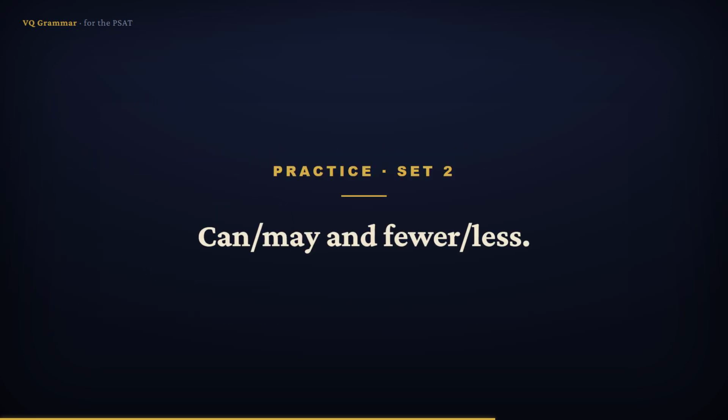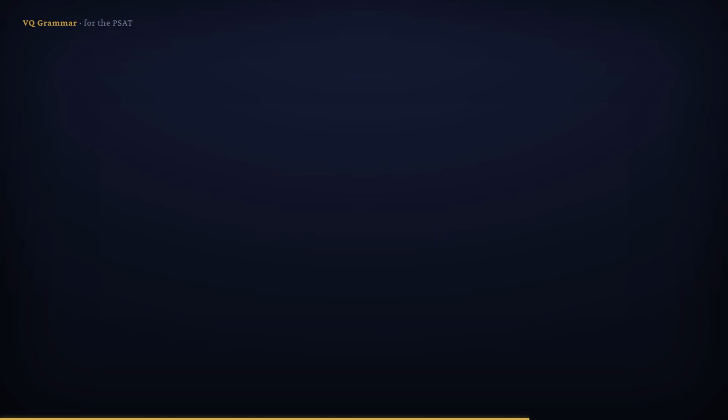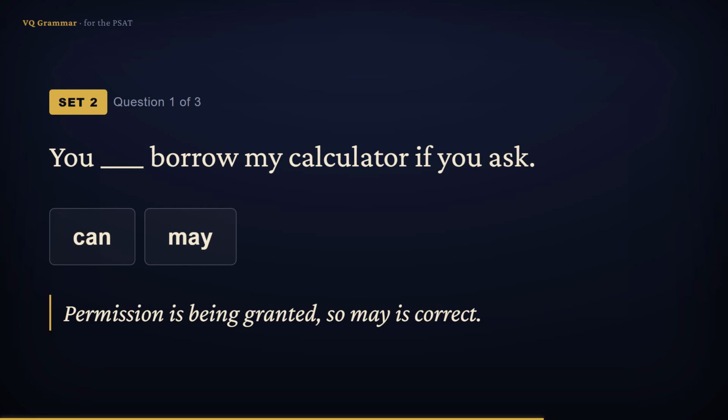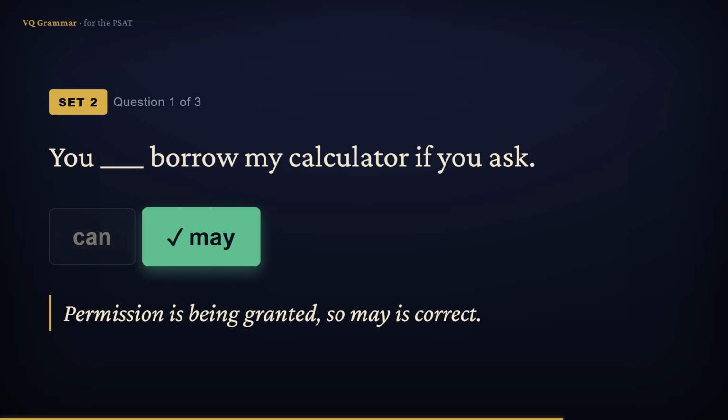Now 3 more, focused on can versus may, and the big test pair, fewer versus less. Ask, is it ability or permission? Can you count the noun, or is it an amount? Pause and try each one. You blank borrow my calculator if you ask. This is about granting permission. You're allowed to. Permission calls for may. Can would only mean you're physically able to, so the answer is may.